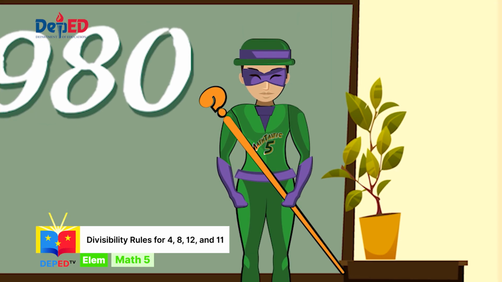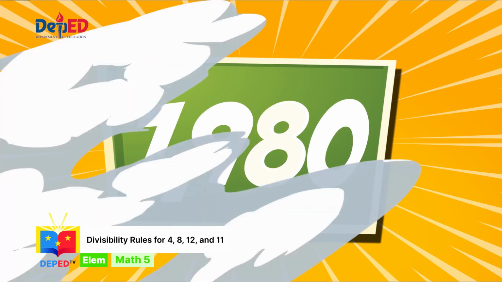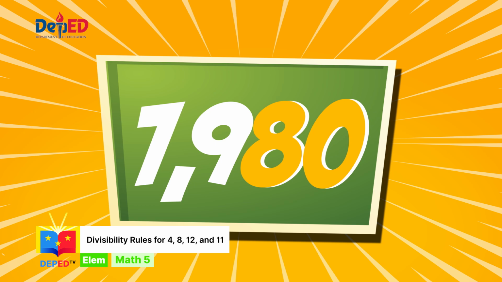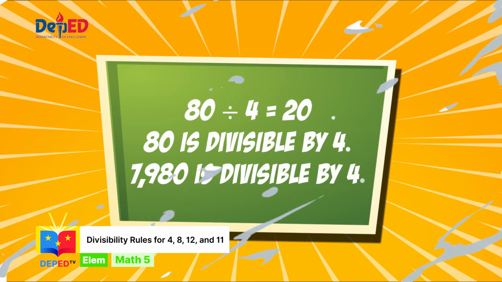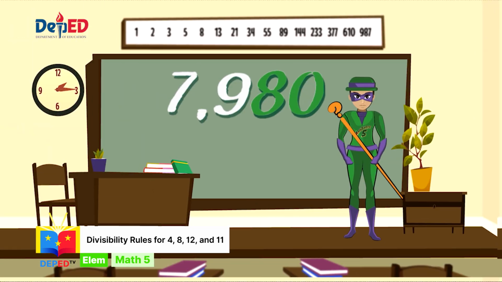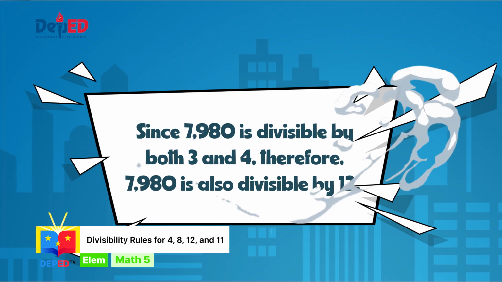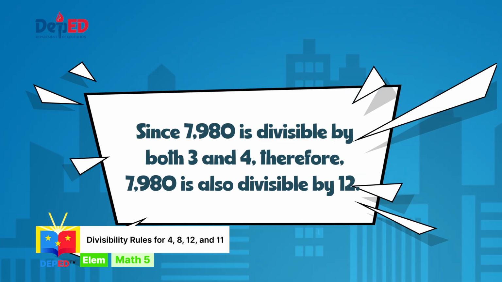Now, let's see if 7,980 is divisible by 4. To check if the number is divisible by 4, let's take a look at the last 2 digits of the number. The last 2 digits of 7,980 is 80. If we divide 80 by 4, the answer is 20. Since 80 is divisible by 4, therefore 7,980 is divisible by 4. In conclusion, since 7,980 is divisible by 3 and 4, therefore 7,980 is also divisible by 12.